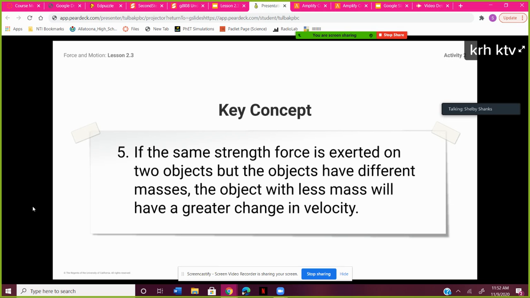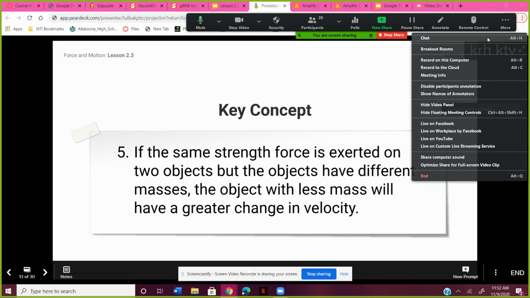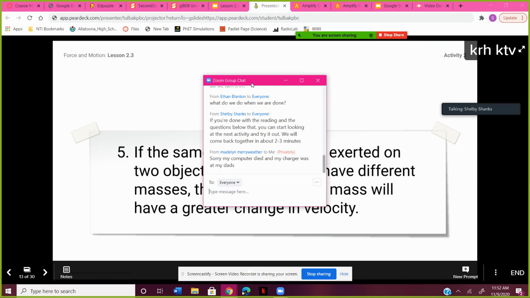So if the same strength force is exerted on two objects, but the objects have different masses, the object with less mass will have a greater change in velocity. I'm going to go ahead and type that in the chat so that you guys can see it.